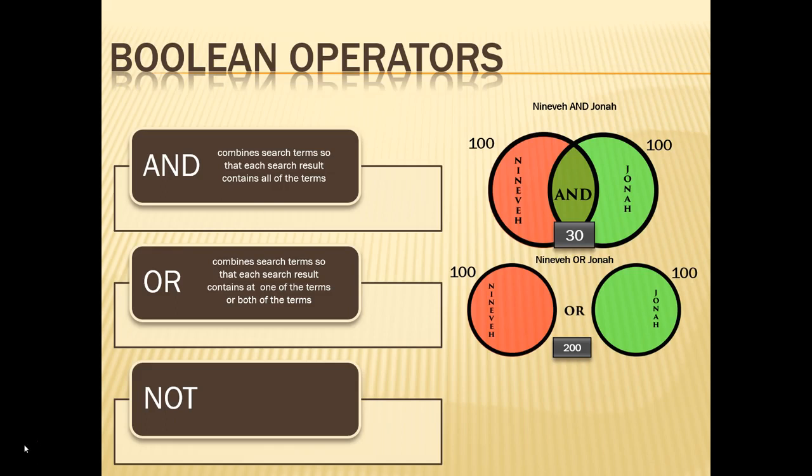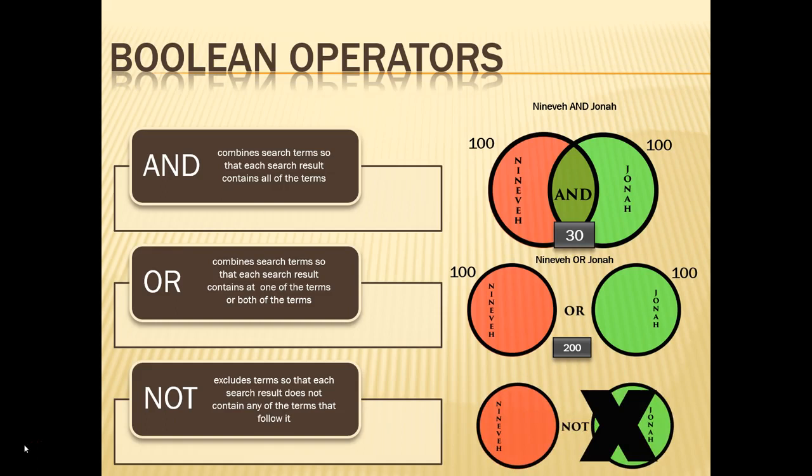Next, the Boolean operator NOT excludes terms so that each search result does not contain any of the terms that follow it. Let's say you want results on Nineveh, but nothing that is connected to Jonah in the record. It would look like this as a diagram. In this case, we will only have 100 results total. Therefore, the NOT operator will also narrow the results.